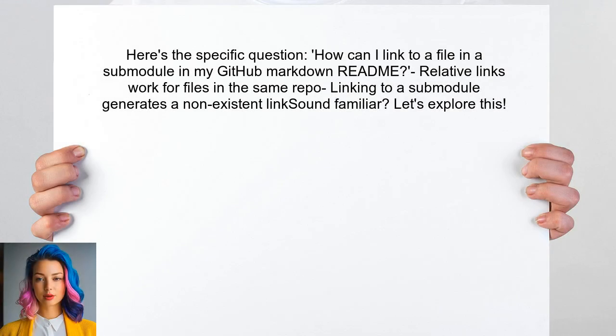Let's dive into the specific question at hand. One user recently asked, "How can I link to a file in a submodule in my GitHub Markdown README?" They mentioned that while relative links work well for files in the same repository, linking to a file in a submodule generates a non-existent link. Sound familiar? Let's explore this together.